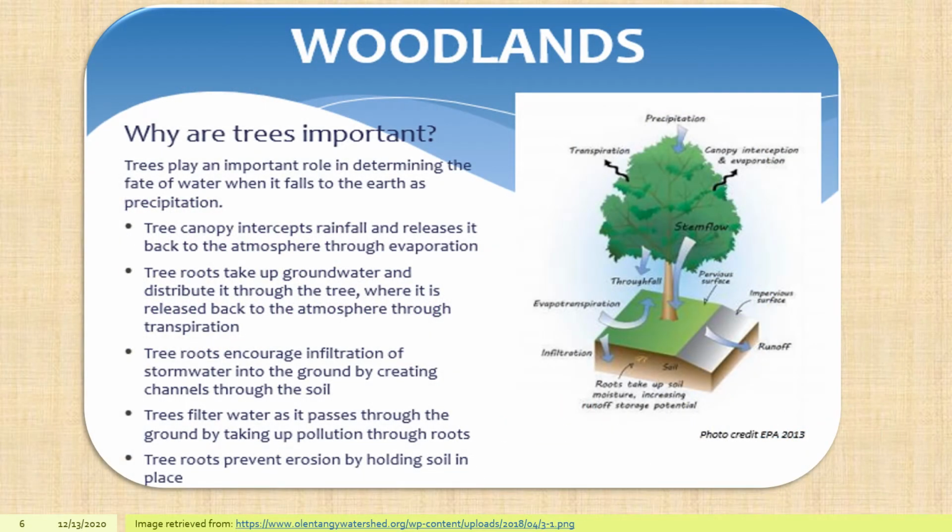Woodlands. Why are trees important? Trees play an important role in determining the fate of water when it falls to the earth as precipitation. The canopy intercepts rainfall and releases it back to the atmosphere. Tree roots take groundwater and distribute it through the tree, which in turn releases it back to the atmosphere through transpiration. Also, tree roots encourage infiltration of storm water into the ground by creating channels through the soil, and they help prevent erosion by holding soil in place.